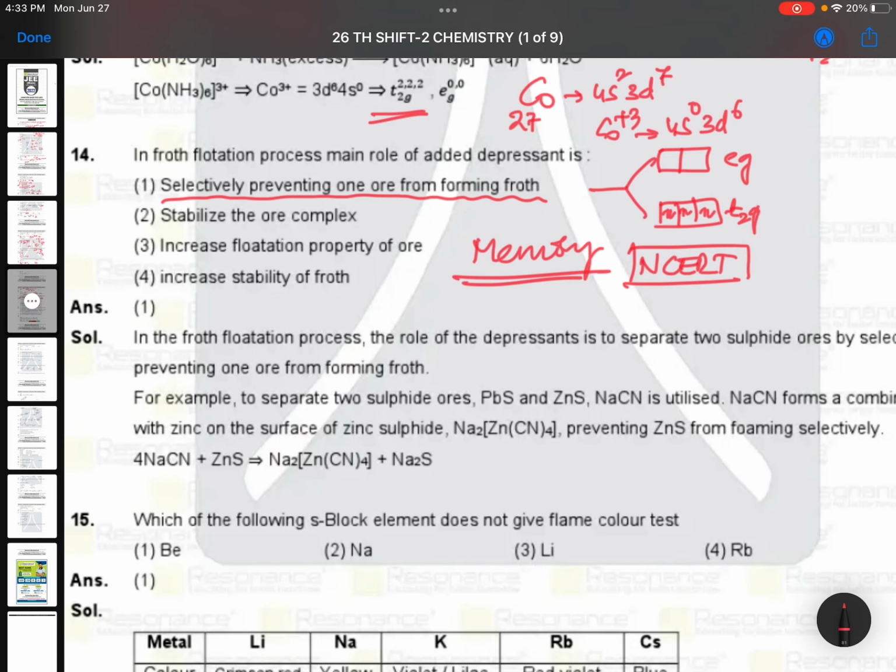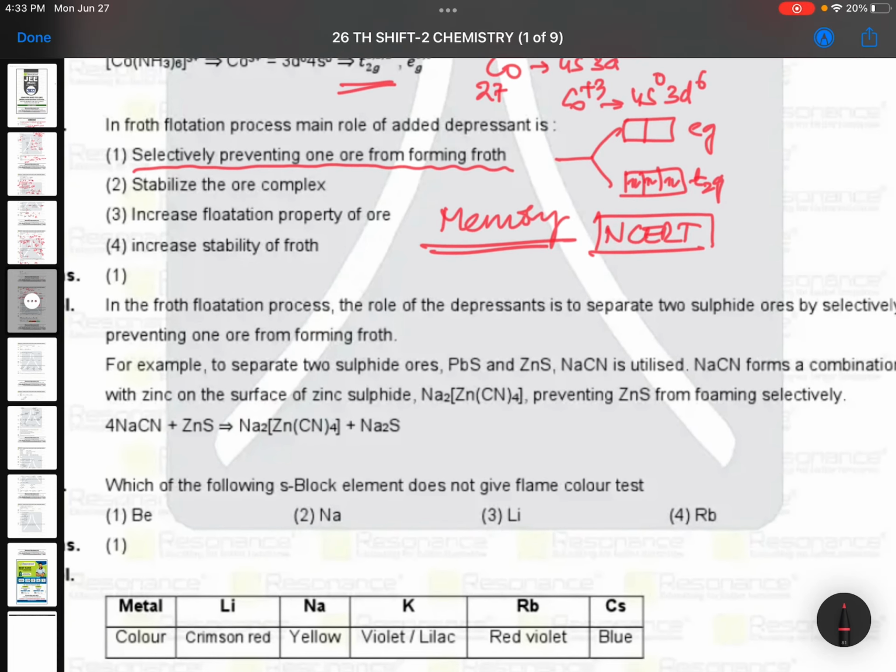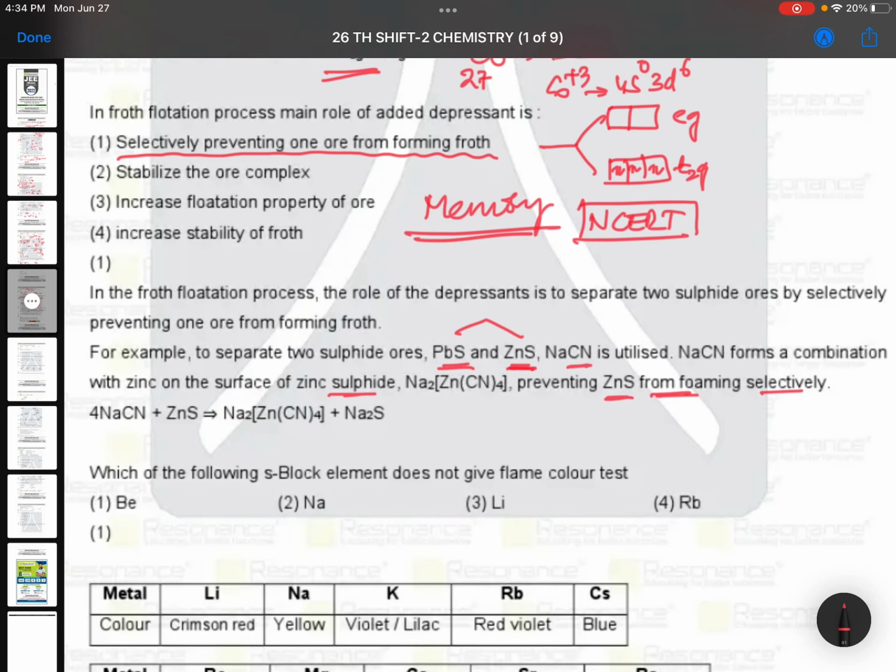That means if 2 sulfides are present, let us see PbS and ZnS, and you are using NaCN. Now it forms a combination with zinc, preventing zinc sulfide from forming froth. That means PbS and ZnS both can form froth, and now sodium cyanide is suppressing the zinc sulfide from forming the froth. For that purpose, you are using this one. Complete memory based from NCERT.